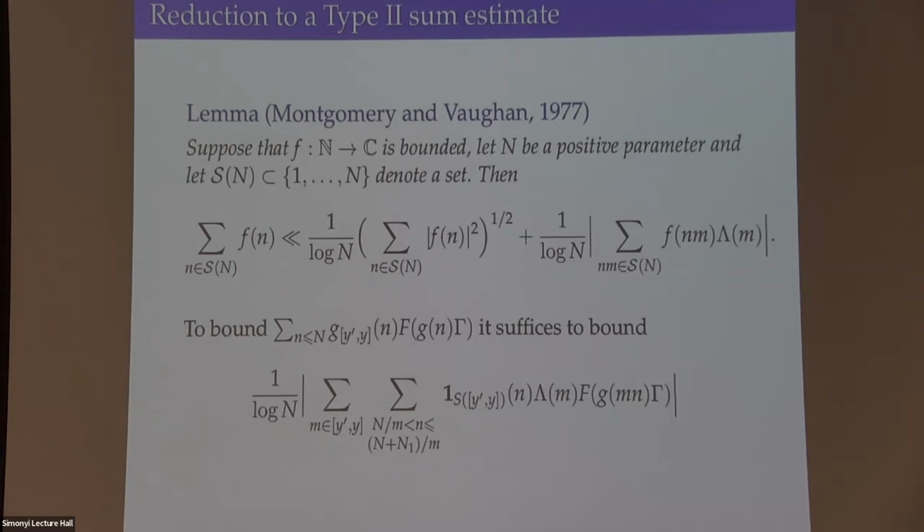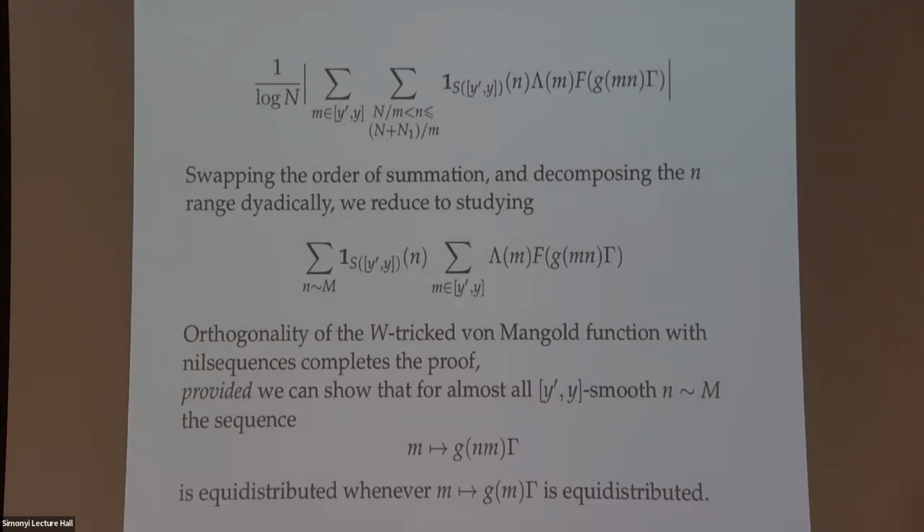And now what do we do with this expression in order to achieve cancellation? Well, we will swap summation, and we will restrict the n variable to a dyadic interval. And that reduces matters to bounding expressions of this shape. And now we have an inner sum that runs over a correlation of the von Mangoldt function with some object that comes from the original polynomial sequence that we were looking at.